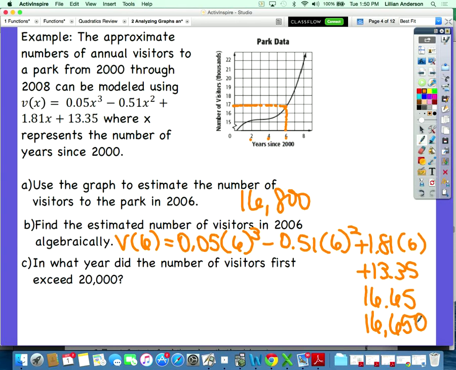Wonderful, yes. In what year did the number of visitors first exceed 20,000? Well, 20,000 corresponds to what on your y-axis? The 20. So you see where it hits the curve. Drop down the perpendicular, and what year is that? 2007. Wonderful.